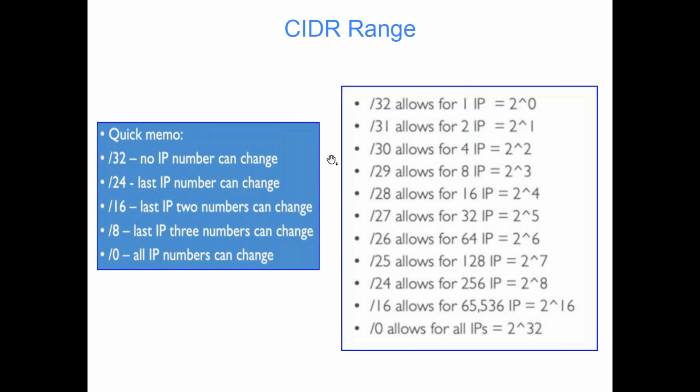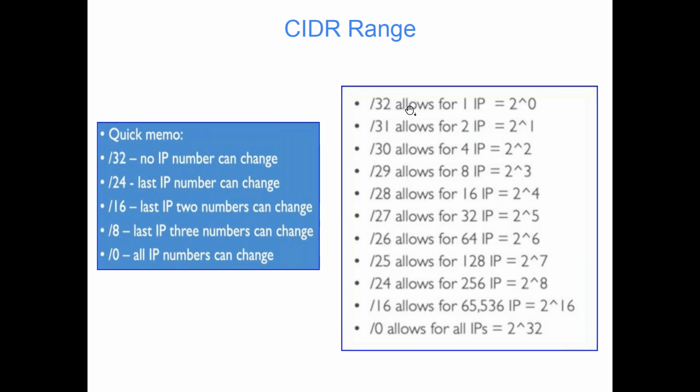You see on the left side, if a CIDR range is /32, that means no IP number can change. Whatever you specified is the only IP address allocated to you, only one, because this is 2 raised to the power 0, which means 1. Any number raised to the power 0 means 1, right? Next one, if you decrease the number by 1 and make it /31, that means 2 raised to the power 1, that means 2 IP addresses.